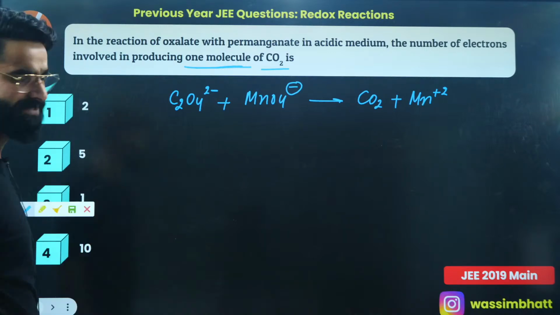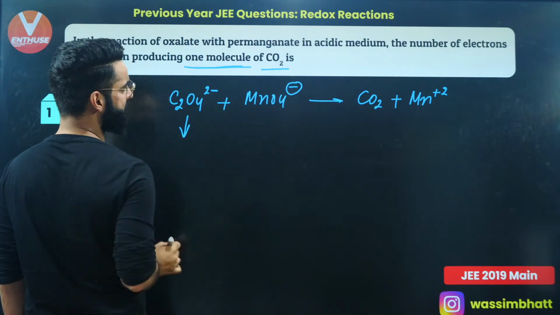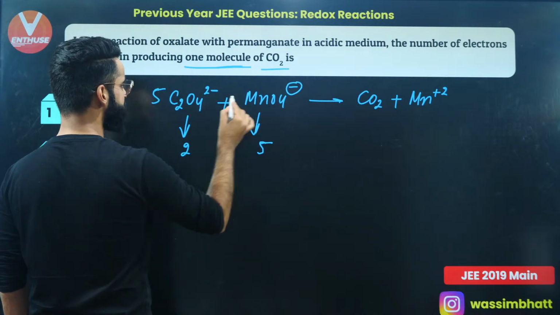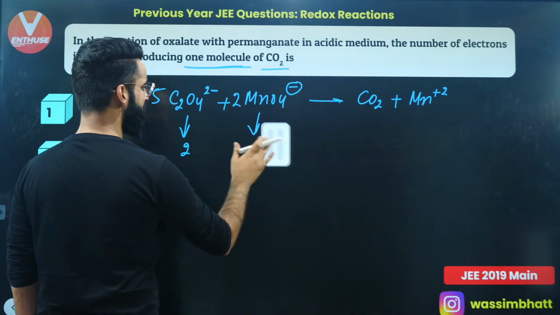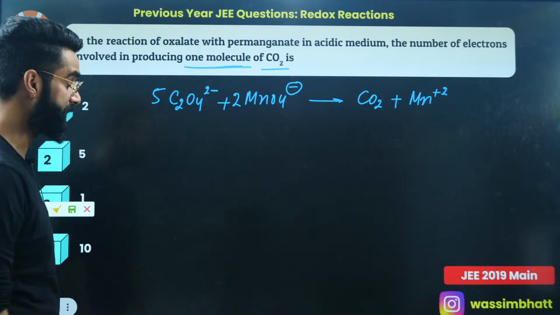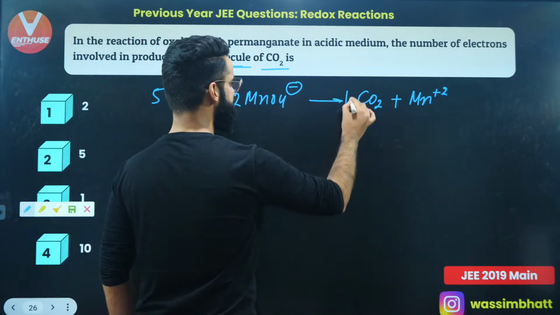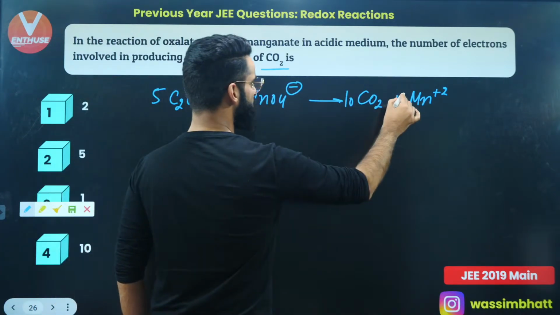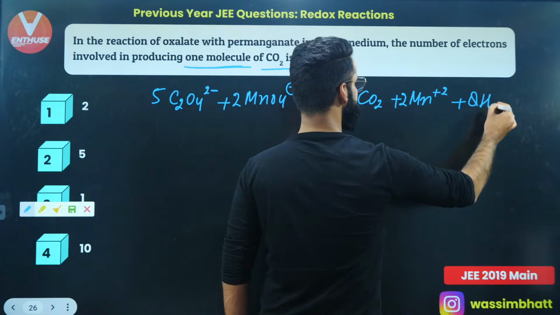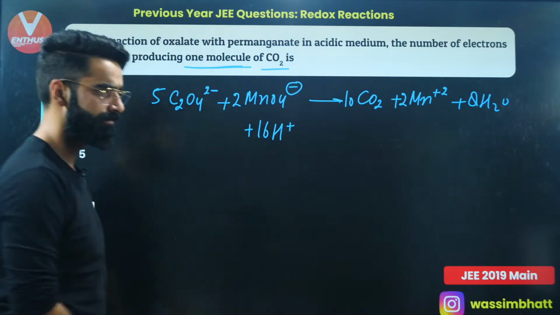So first of all, I'll try to balance the reaction. Let me tell you, this oxalate ion has the N factor of 2. This has the N factor of 5 in acidic medium, so this should be 5 times, this should be 2 times. You know how to balance redox reactions in acidic medium through the ion electron method, through the oxidation number method. Just crisscross the N factors first. Now, we have 10 carbons on this side, 10 carbons on this side, 2 manganese. Balance the oxygens. This should be 8 times water molecules and this should be 16 times H positive. This reaction we have already balanced a few minutes back only.